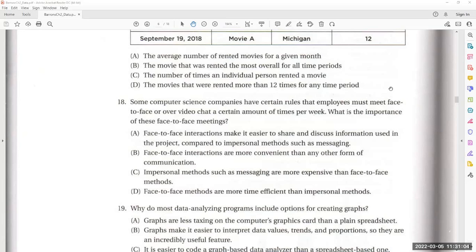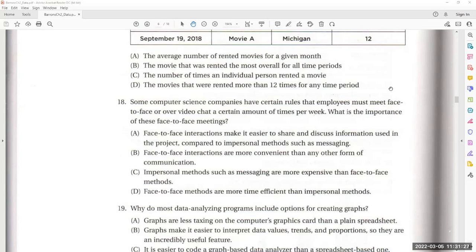A, face-to-face interaction makes it easier to share and discuss information used in the project. Yes, actually face-to-face would improve that. B, face-to-face interactions are more convenient. No, it's not more convenient. Zoom is more convenient. You do not need to travel, okay?